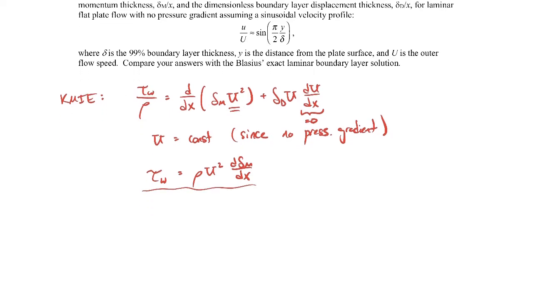Okay, so what we need to find then is the momentum thickness in terms of the 99% boundary layer thickness. So let's go ahead and write out the momentum thickness integral. So this is just from the definition of the momentum thickness. And what we need to do now is substitute in our given velocity profile into this expression. Since this is given in dimensionless terms, like little u over capital U and y over delta, let's go ahead and write the y term in terms of y over delta. So let's do that. If we do that, it'll look like the following.